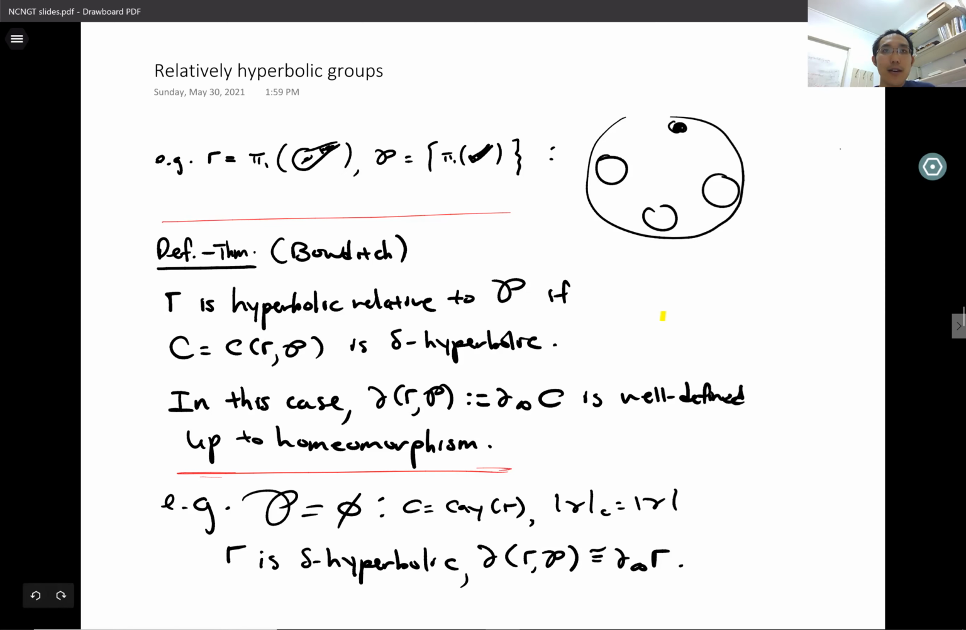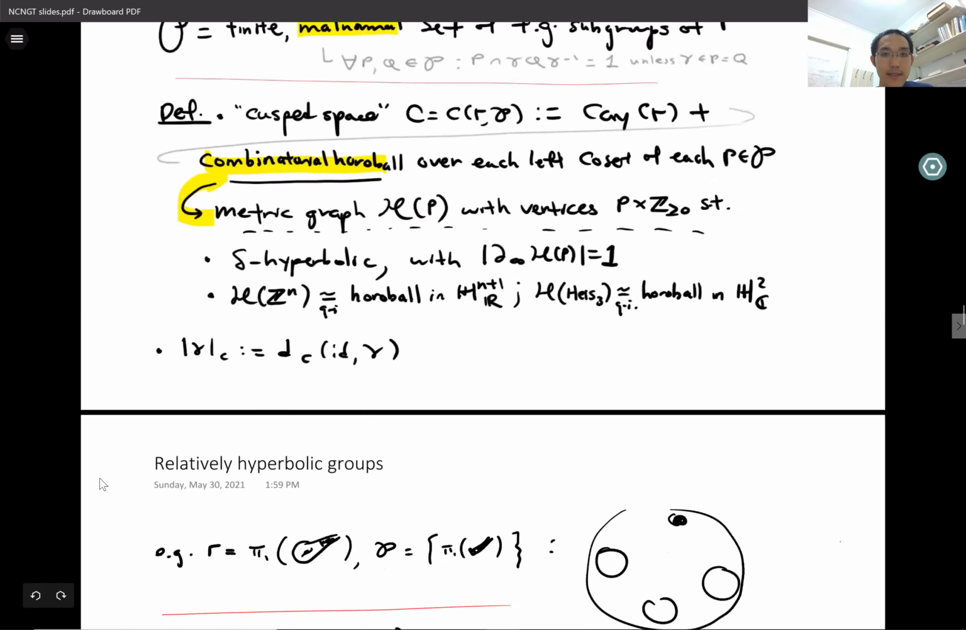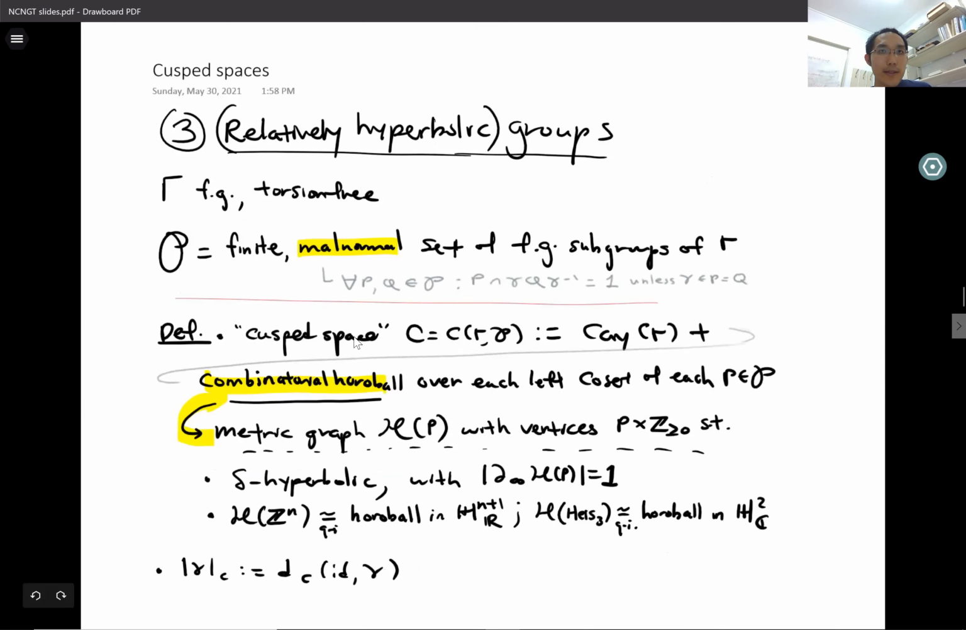And here's one tool to help us do that. So this space C is a metric graph. We can take the path metric, d sub C, and we're going to define the cusp word length of a group element gamma, which we write this way, as the distance from the identity element to gamma in this metric d sub C. And I'm going to think of it as like word length, except if you go along a peripheral subgroup, it's going to get exponentially shortened because now you can take these shortcuts that go through the combinatorial horoball.